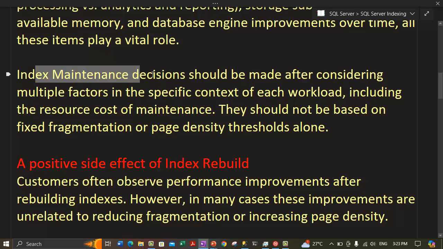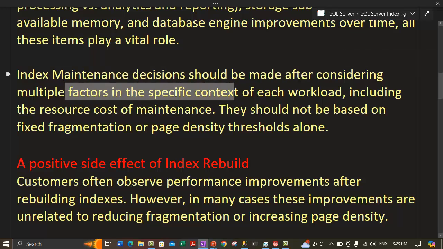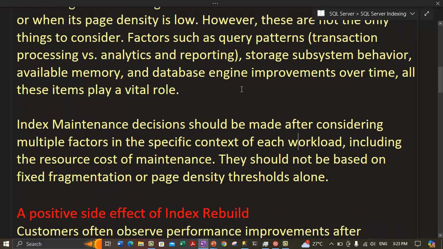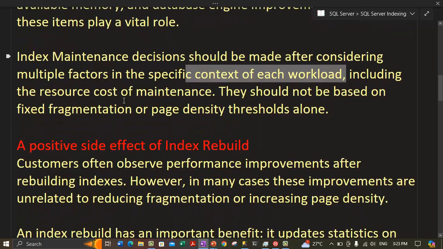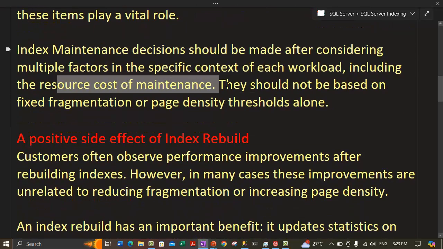Now, the index maintenance decision should be made only after considering multiple factors in the specific context of each workload. So we should consider all the above factors we have discussed in context to each workload we have put on the system, including the resource cost of maintenance. We should also consider the resource cost that is required for performing the index maintenance.